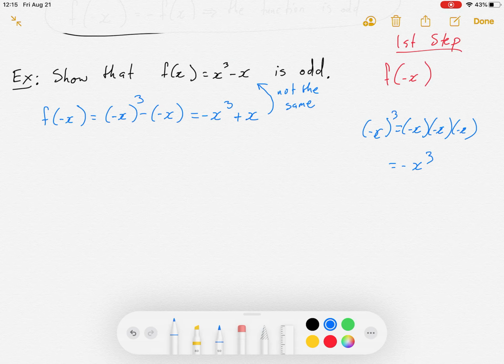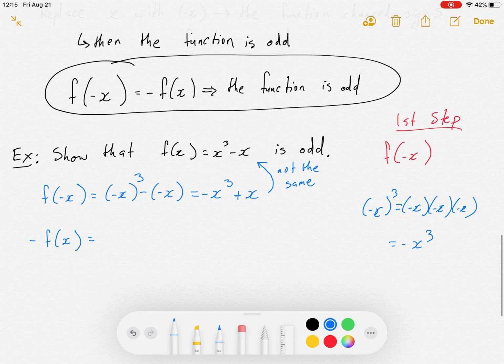However, not even does not mean the same thing as odd. You can have functions that are both not odd and not even. So we still have to show that the function is odd. So the next thing I'm going to do is figure out what negative f of x is, because that's what the definition says. I have to do negative f of x.